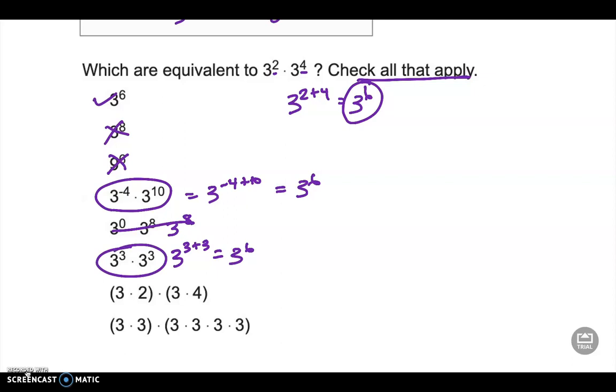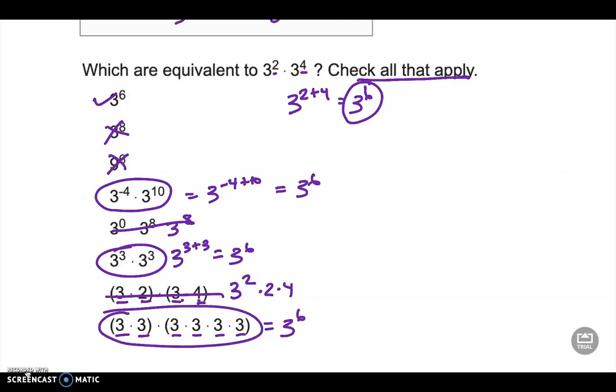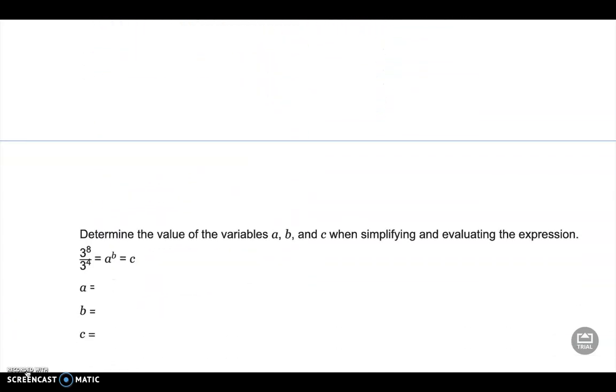This one, 3 times 2 times 3 times 4. Well, we don't even have the same bases here. This would be 3 squared and then times 2 times 4. So that's not the same thing. We don't have all the same base. This one we have 1, 2, 3, 4, 5, 6 threes, so we could rewrite that as 3 to the 6th. So that is also a similar thing. So if you just follow the rules, you can figure out which ones are the same.